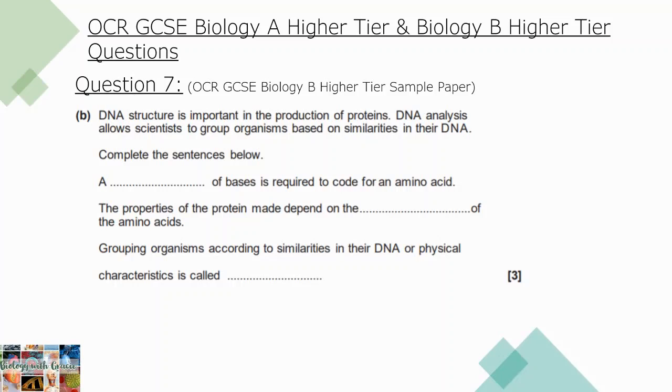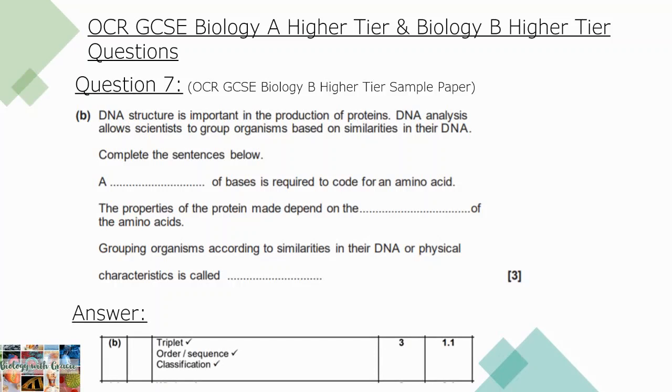So grouping organisms according to similarities in their DNA or physical characteristics is called blank. So if we're grouping anything, really this word or term can be used, so the answer is in fact classification. So when we're grouping different organisms or grouping anything, really it is in fact the classification which determines these groups. And there we can see our answers there.